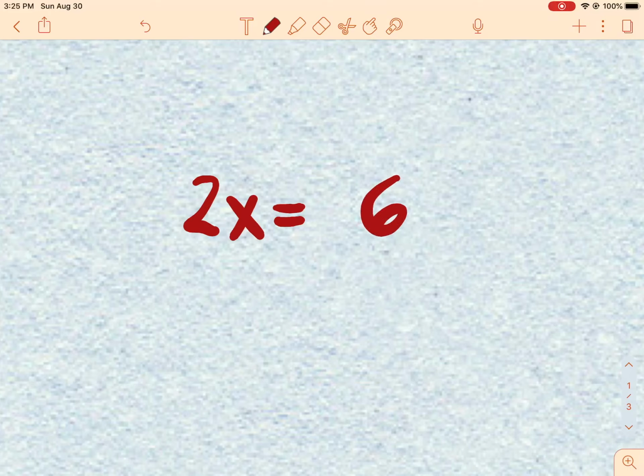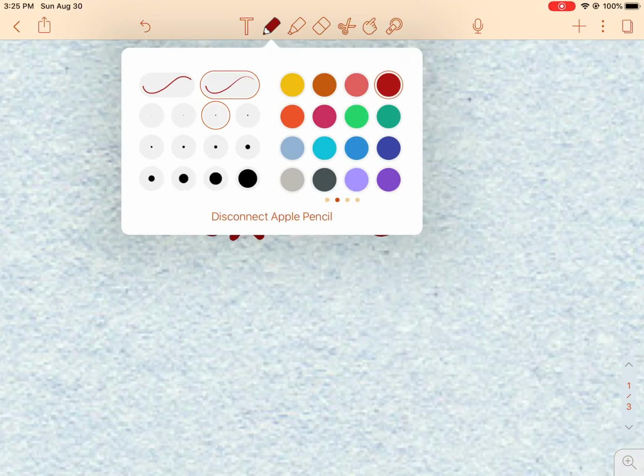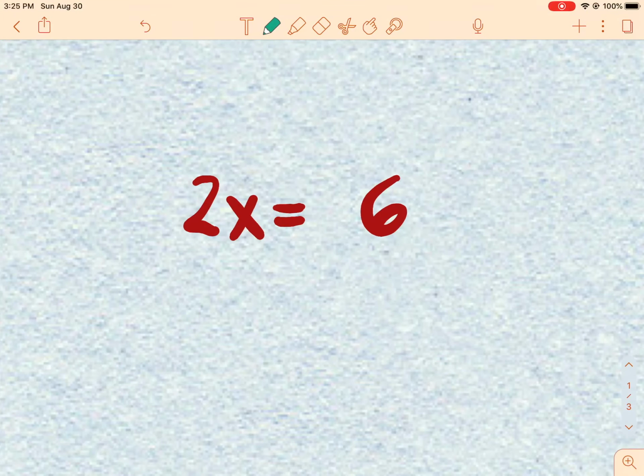Now, how do we solve? Before we go into solving, I want you to think about a problem that you've done probably 100 times. If you had something like 2x is equal to 6, to solve for x, you divide both sides by 2 and you get x to be 3. Another way, instead of dividing by 2, you can multiply both sides by a half, and that'll do the exact same thing.